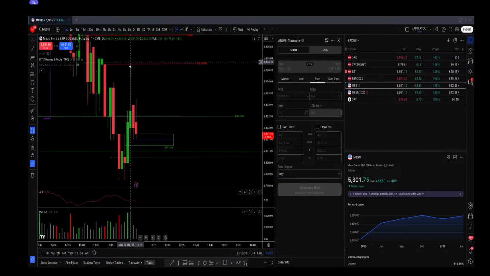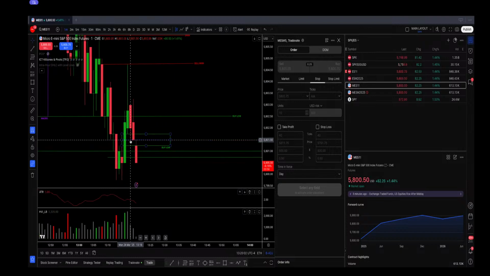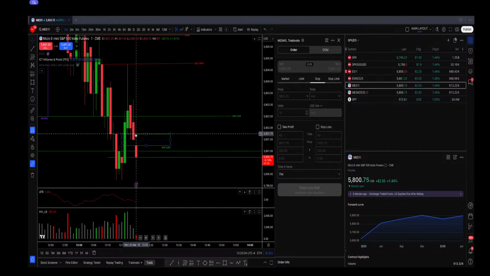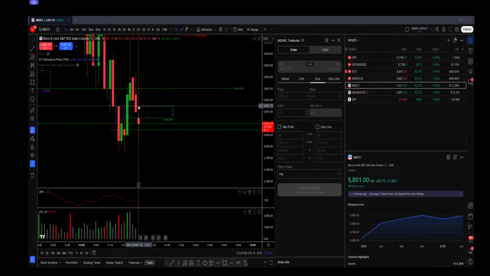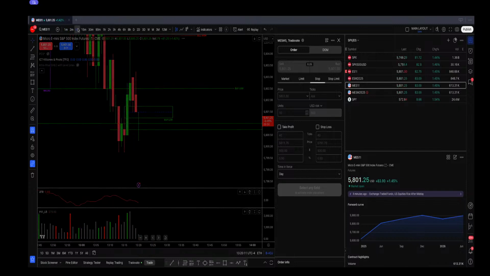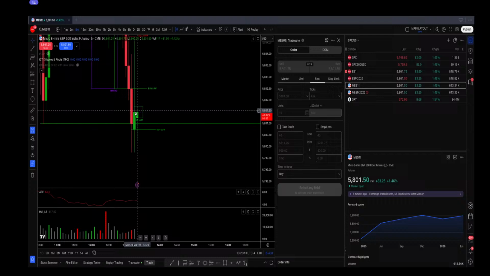Added volume on this big wick candle. Gap lower here. Gap lower here. And that's the close of that candle, that 5 minute. Added volume. They gotta hold this.